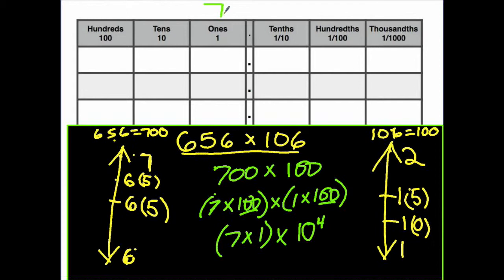How many zeros am I going to add? So the answer is 70,000. Now, the way I know that I'm right is because I've learned that if I have 100 times 100, it will put me in the 10,000s place, right? So 100 times 100 is 10,000, and is my answer in the 10,000s place? Yep.